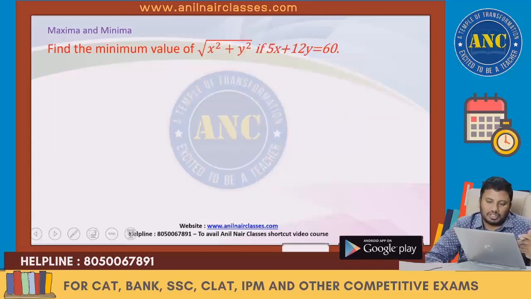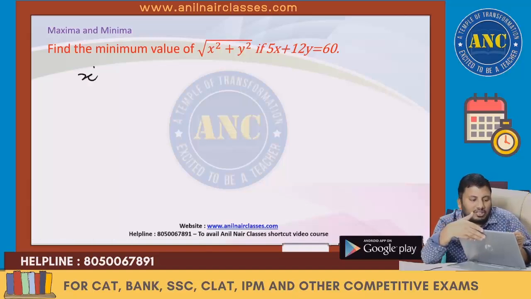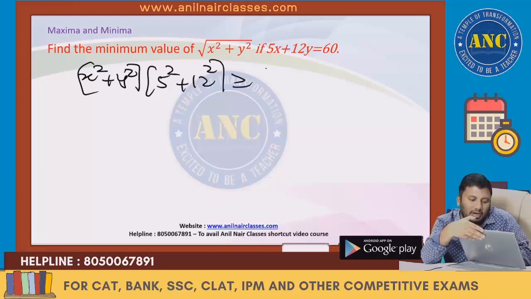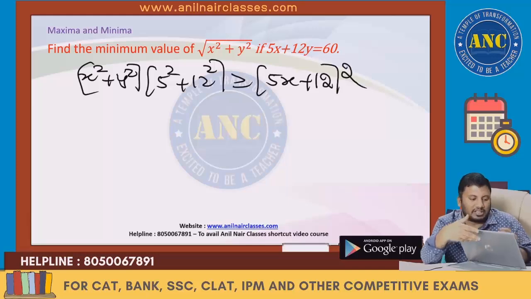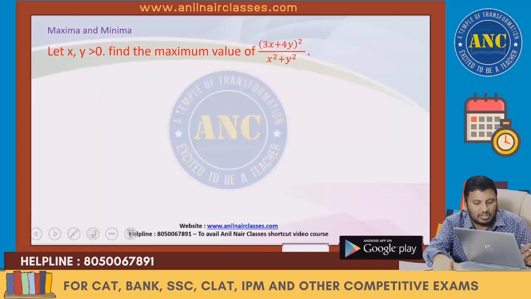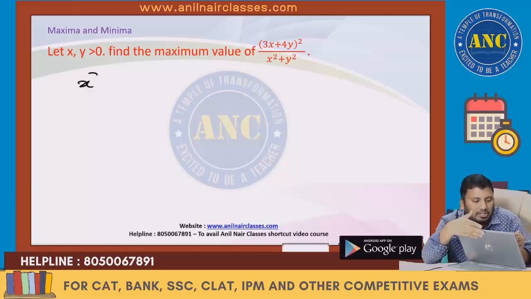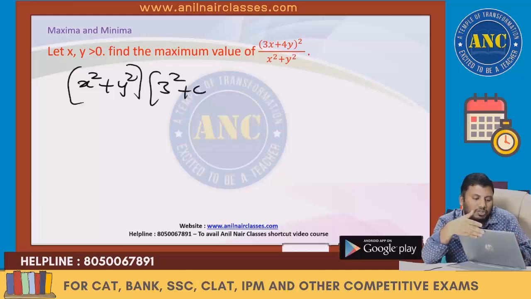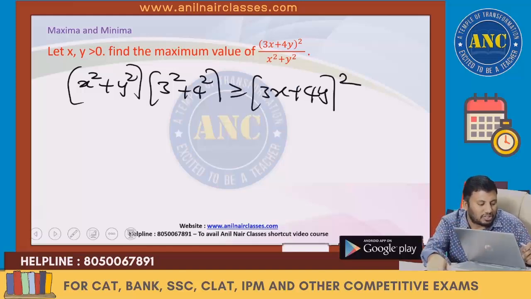Variety of questions. This already we solved. (x square plus y square) into (5 square plus 12 square) is greater than or equivalent to (5x plus 12y) whole square. Already we discussed this. Direct theorem it is. Now, these also we solved. (x square plus y square) into (3 square plus 4 square) is greater than or equivalent to (3x plus 4y) whole square. These also we solved.